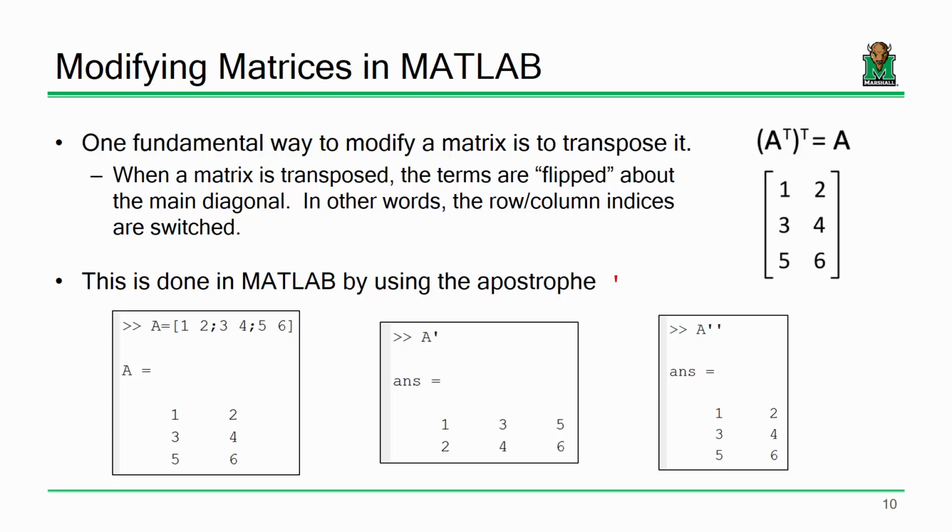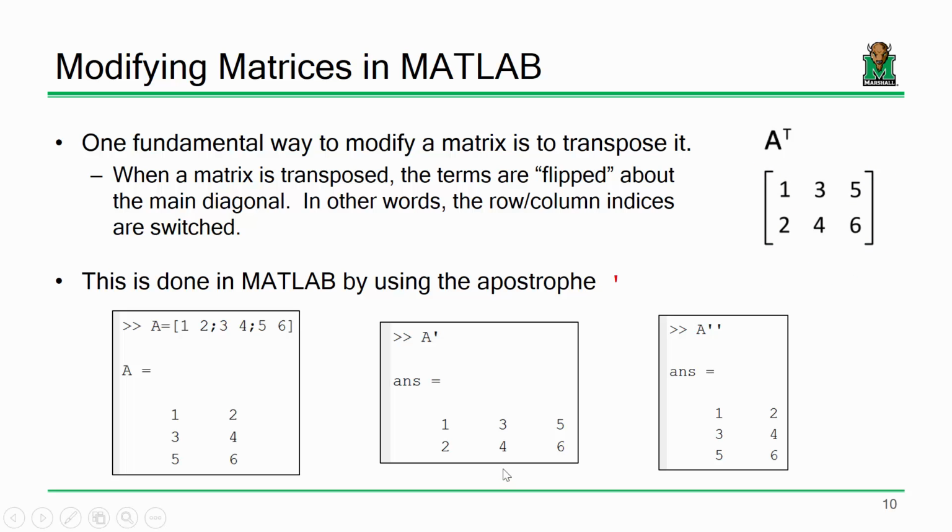Now here's what a transpose does, and my animation is probably going to cycle through again, so give it a minute. But I've got here a matrix that's 1, 2, 3, 4, 5, 6. What transposing does is it flips terms about the main diagonal. Again, that main diagonal is anywhere where the row index and the column index are the same. This is the first row, first column, second row, second column. So these terms sit where they are, and every other term flips about that diagonal. Now to do that in MATLAB, we do that through using the apostrophe.